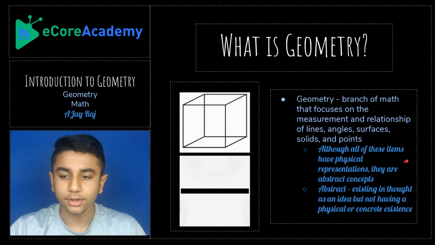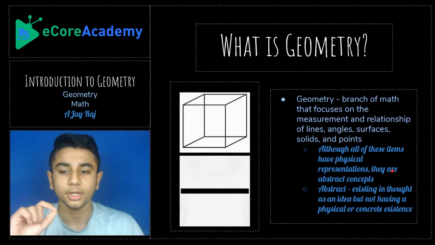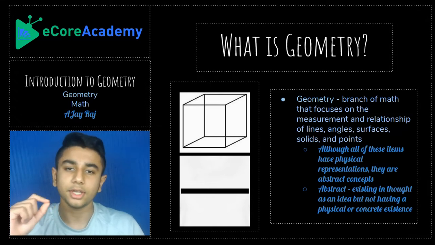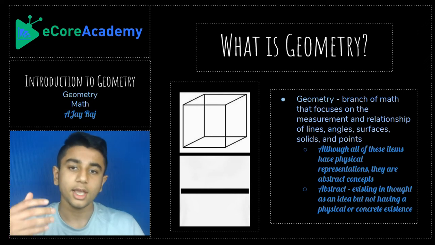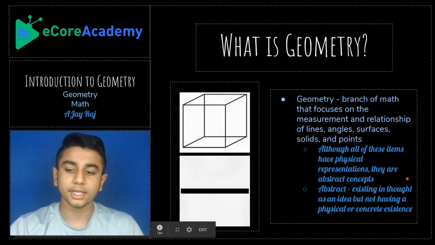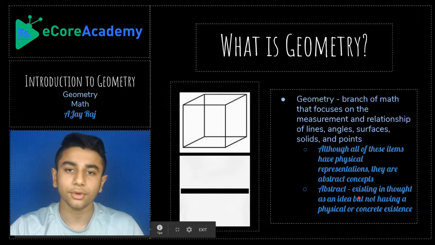And it's important to know that although all of these items have physical representations, they're abstract concepts. So that's a very major point and part of geometry. Since geometry is a study of all physical objects in front of you and relationships, graphically, in equations, as well as in measurements. So that's basically what geometry is. But we have to realize that these objects that have physical representation are merely abstract concepts. And abstract is, by definition, existing in thought as an idea, but not having a physical or concrete existence.